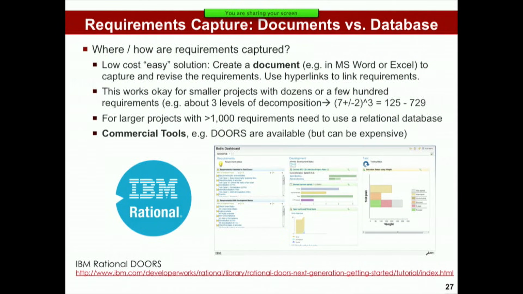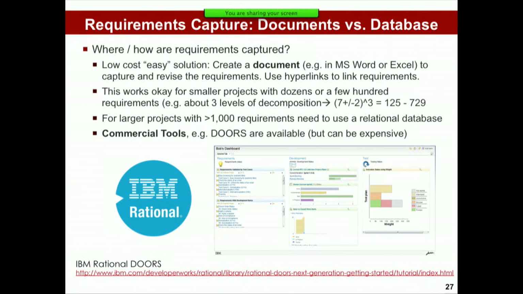Here's a question that I often get asked. Okay, so we write these requirements, you guys write them on paper or your tablet, but how do these requirements actually get recorded and managed? So I would say there's the low cost, and then there's the professional version of doing this. The easy way to do it is you just capture them in a document. So that means Microsoft Word, Excel, Google Docs, just a well-written, organized document. And then you capture and revise your requirements.